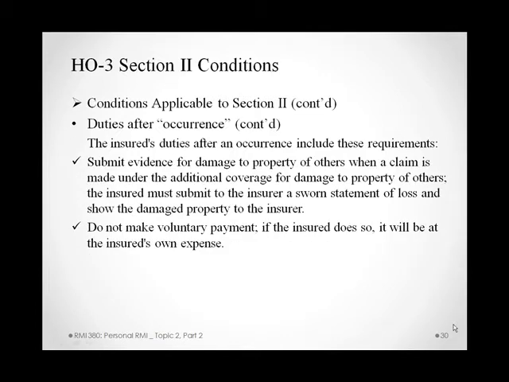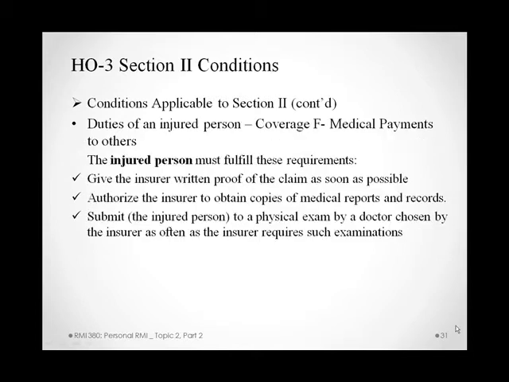After the occurrence of the accident, the insured's duties include several requirements. Again, you have to submit evidence for the damage to the property of others when a claim is made. And also, you don't want to make any voluntary payment, and that's the same principle as you have under auto insurance. There are certain duties for the one who has been injured, and that triggers Coverage F, medical payments to others.